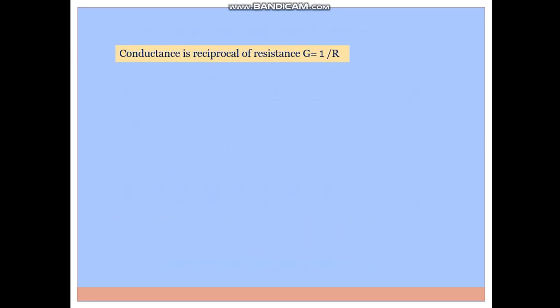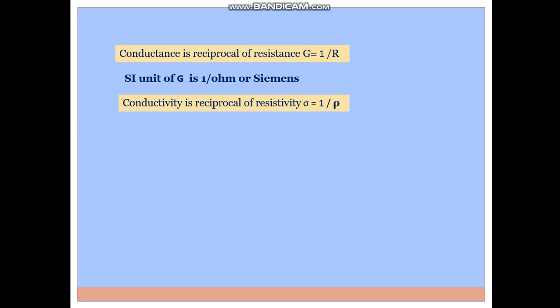So, we have here another quantity, that's the conductance. How much does it allow? Conduct. So, conductance is the reciprocal of resistance. Resistance doesn't allow, conductance allows. So, G is equal to 1 upon R. So, obviously, the SI unit of G is 1 upon ohm, which is also known as Siemens. Conductivity is the reciprocal of resistivity or specific resistance. So, rho is the specific resistance, and sigma is the conductivity that is equal to 1 upon rho. SI unit of sigma is 1 upon ohm meter. That is, 1 upon ohm is Siemens, so Siemens upon meter.